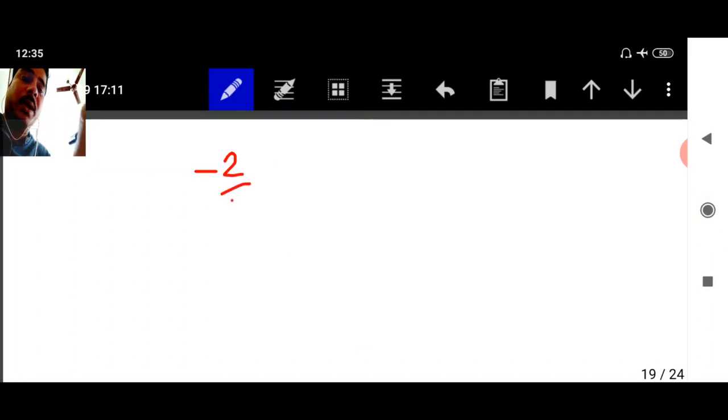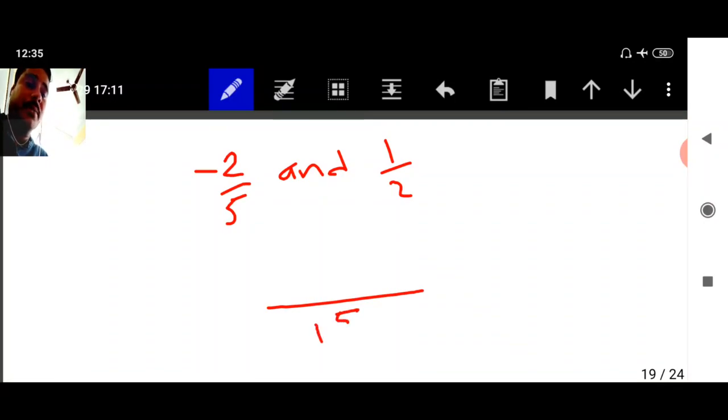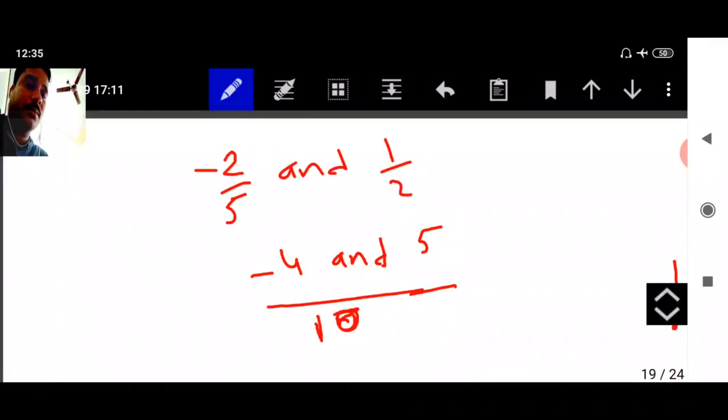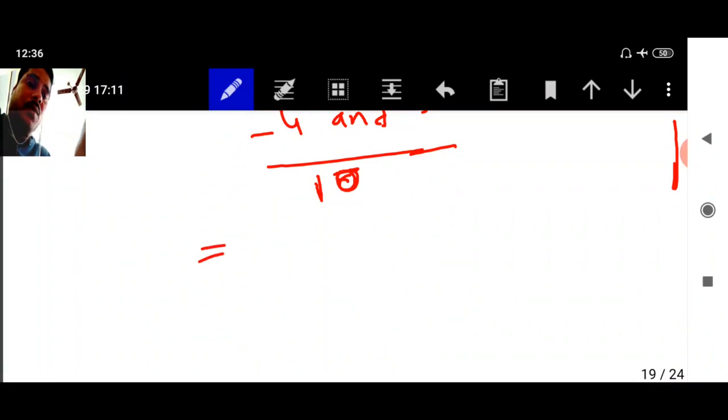Minus 2 by 5 and 1 by 2. You want to obtain 10 rational numbers. So first make the denominators the same. The LCM is 10. 5 twos are 10, 2 fives are 10, and don't place any sign, plus or minus, here. This is equal to minus 4 by 10 and 5 by 10.